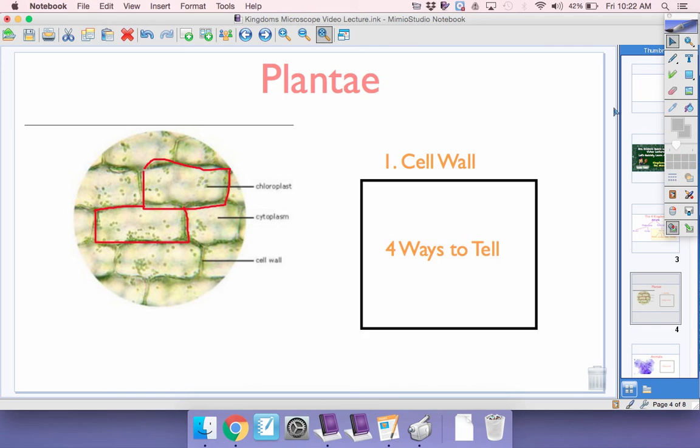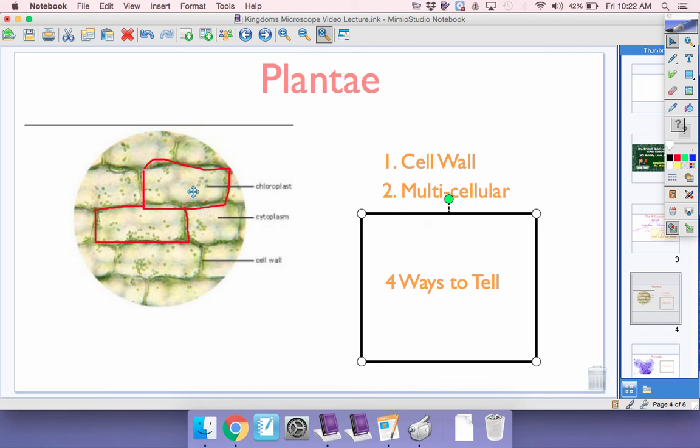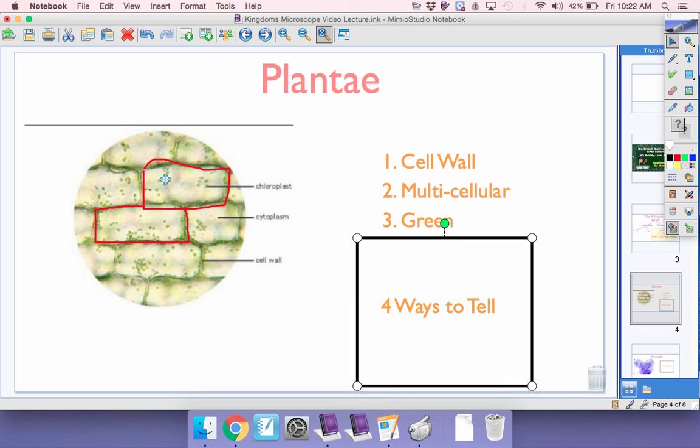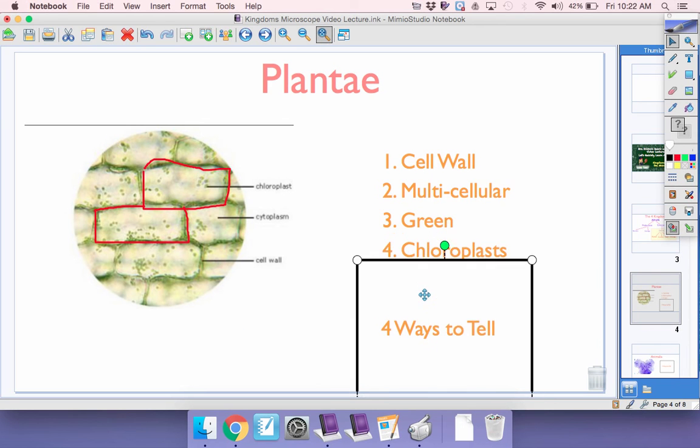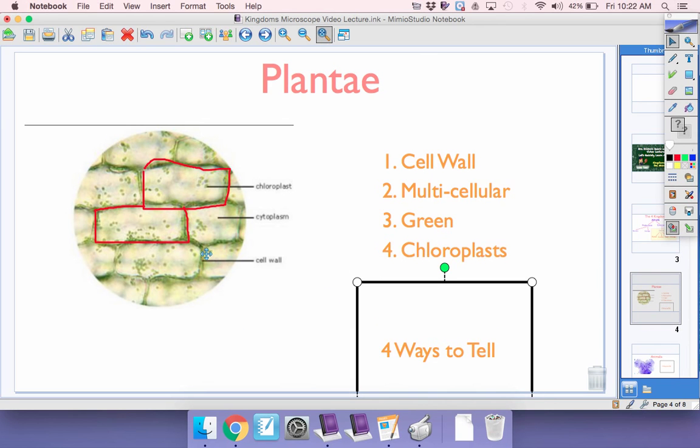The second way to tell is that it's multicellular. You can see all the cells stuck together. The third way is it's green, and plants are green. And the last way is that you can see the little chloroplasts. Little chloroplasts are tiny little dots. With plants, you cannot see the nuclei, but they are still Eukarya. The nucleus is still there, you just can't see it.